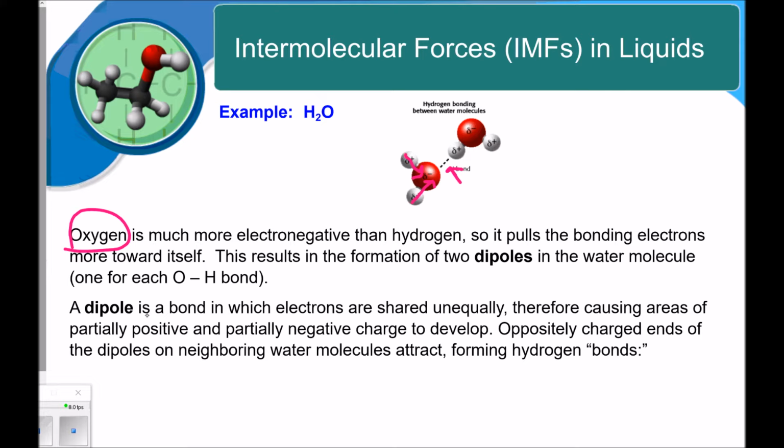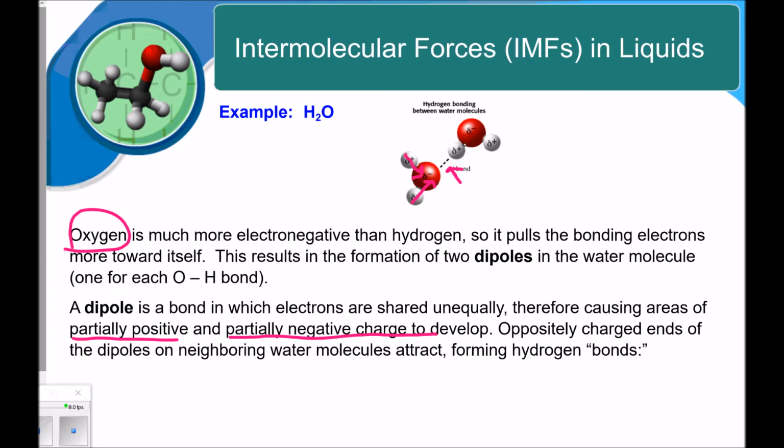A dipole is a bond in which electrons are shared unequally, therefore causing areas of partial positive and partial negative charge to develop. Oppositely charged ends of the dipoles on neighboring water molecules attract, forming hydrogen bonds. Okay, that's a lot, but understand that this oxygen is partially negative. The hydrogens are partially positive, so there's this tiny bit of attraction between them.